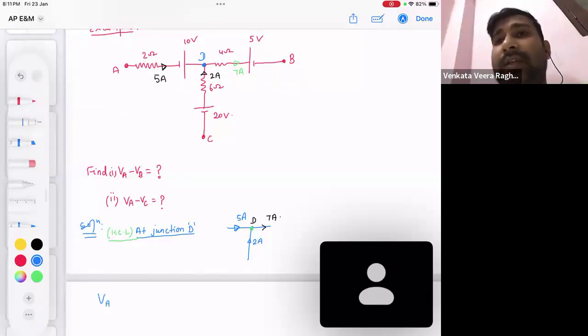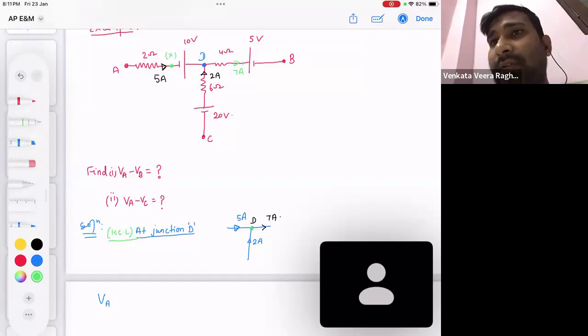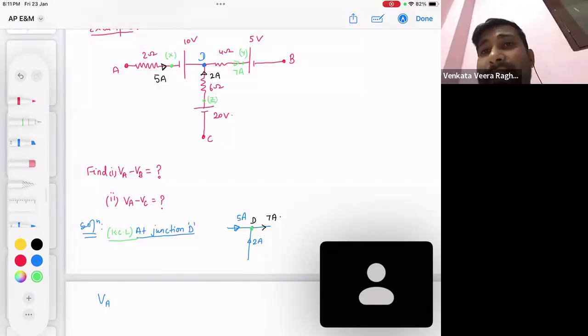VA. Now tell me, when you go from A, what is coming? Is it a resistor coming? Let me write some intermediate points, although it is not necessary, just for your understanding. This is X. Let's call this Y. Let's call this Z. Just to make you understand what I am writing and how I am writing.